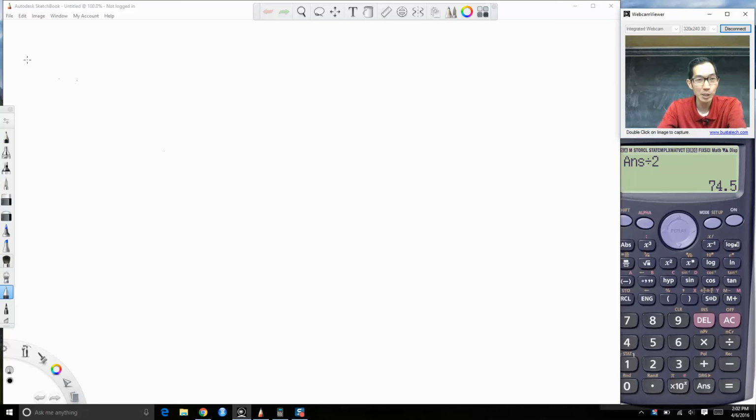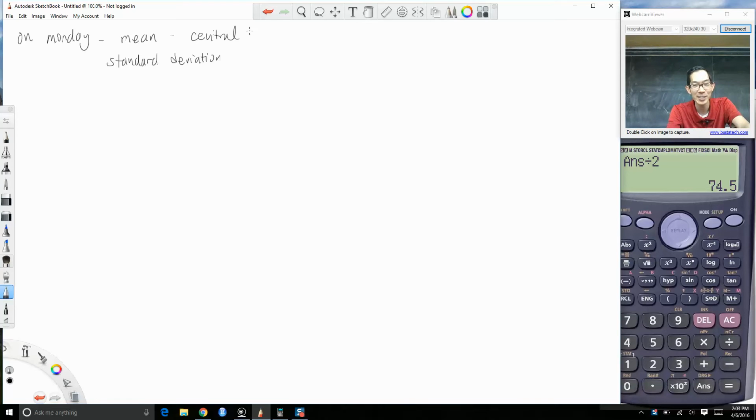Then let's begin. On Monday, we talked about the mean and the standard deviation. These are both numeric summaries. What does the mean tell us? The mean provides a summary of central tendency. And what does the standard deviation tell us? Spread or dispersion.